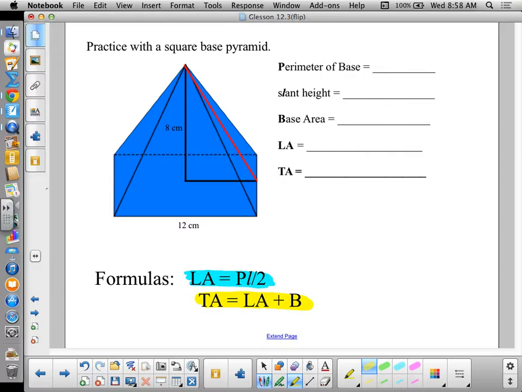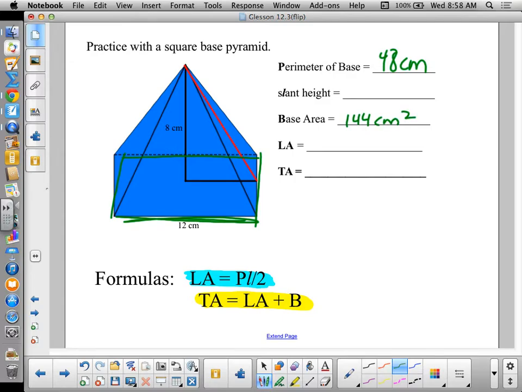Let's take a look at that in action. So first off, we can find some things. Perimeter of the base. The base in this case is a square, so finding the perimeter is pretty simple. 12 times 4 is 48 centimeters. And based on that, I can also very quickly find my base area. Because it's a square, 12 times 12 is 144 centimeters squared. So we've already got that figured out very quickly.